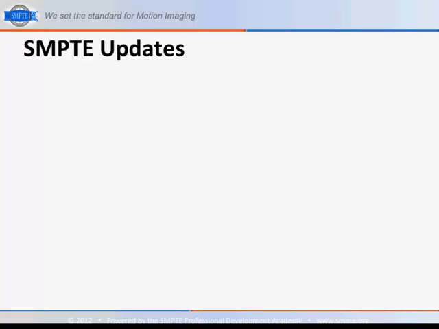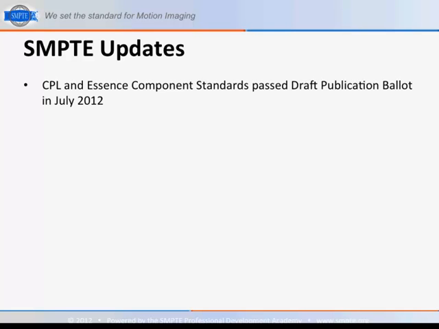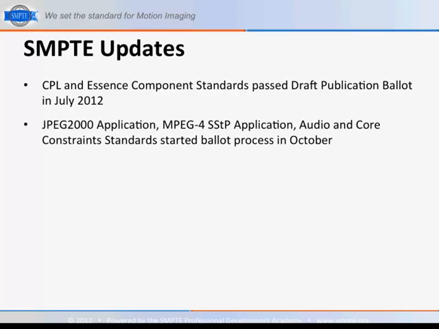So now we're going to just jump into where we're at with SMPTE on the standards effort for IMF. The composition playlist and a document called Essence Component, which is the same thing as the MXF wrapping. Both of these two documents have passed the draft publication ballot back in July. So these documents should be published anytime now from the SMPTE headquarters.